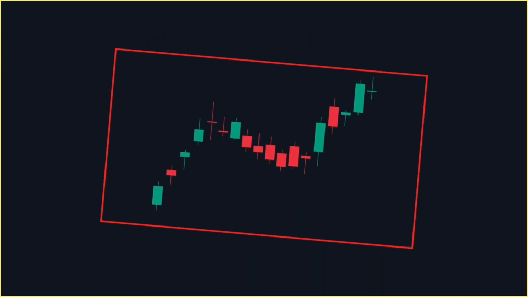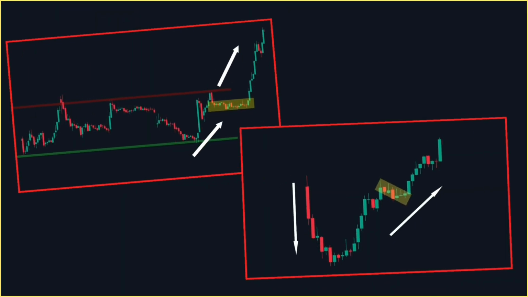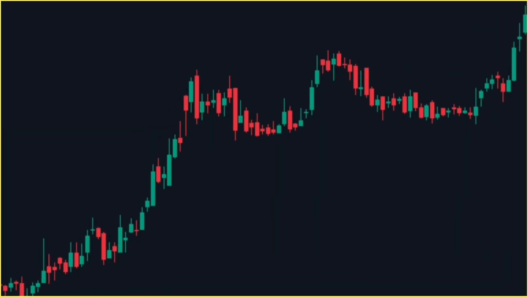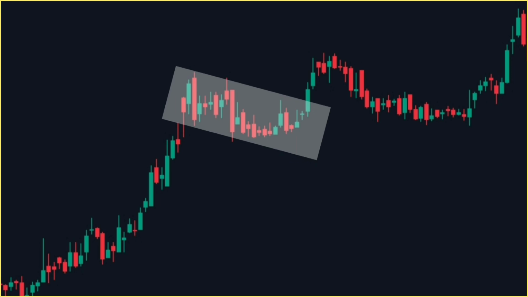You all know how to trade a bull flag pattern in an uptrend, but nobody tells the secrets about how to trade a bull flag in a sideways and downtrend market. Interesting, huh? In today's video, I'll share with you the right way to spot bull flag patterns so that you'll never second guess yourself ever again.